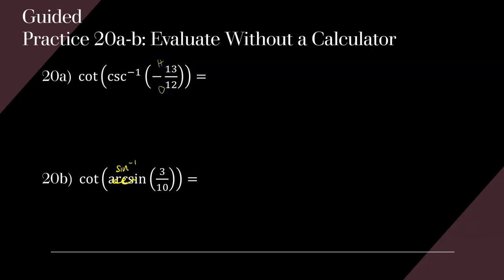It's negative. So remember, I'm just going to help you just with this one. It follows the same rules as the inverse of the sine function. So it's going to be in quadrants 1 or 4. Since it's negative, we know it's going to be in quadrant 4. So I want you guys to set up your triangle, label the sides, find the missing side, and then use that to find the cotangent. Then I want you to do 20B completely on your own. So pause the video and hit play when you're ready to check your answers.